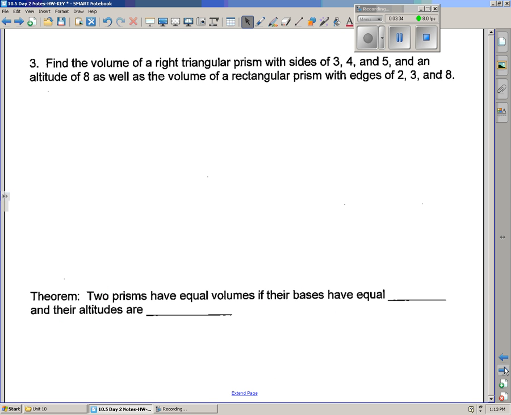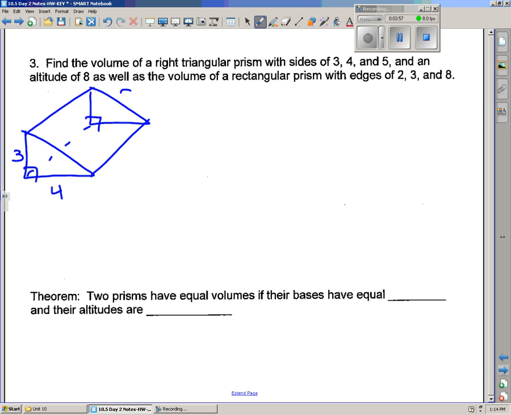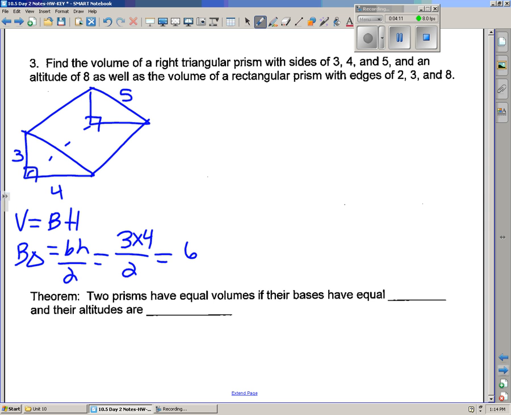Find the volume of a right triangular prism whose sides are 3, 4, and 5, and an altitude of 8, as well as the volume of a rectangular prism with edges that are 2, 3, and 8. I want the triangular prism first. It's a 3, 4, 5, which means it's a right triangle. The volume equals the area of the base times the height. The base is a triangle whose formula is base times height divided by 2. 3 by 4 divided by 2 equals 6.